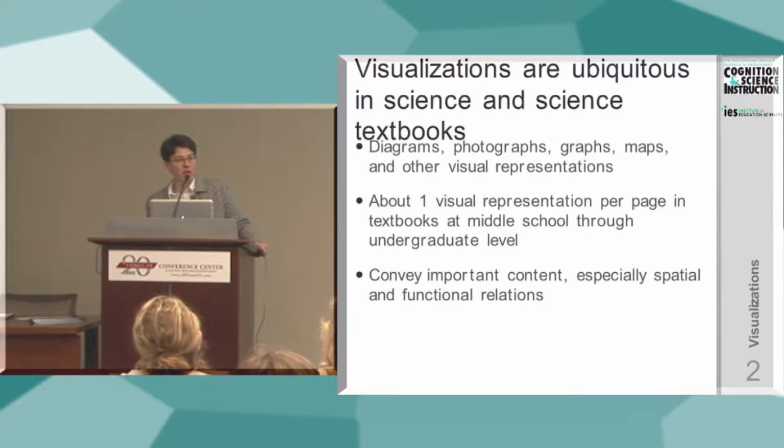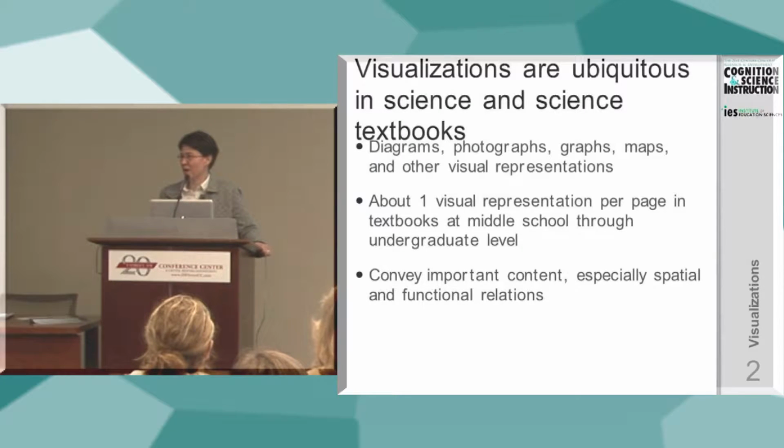Folks who have done work in coding these representations in textbooks find that whether you're looking at middle school, high school, undergraduate, there is about one representation per page. And this is something of a change if you think back about 20 to 15 years ago. There was really a change in publishing, and the technology of publishing made it much easier to just put a visual on the page whenever you wanted it.